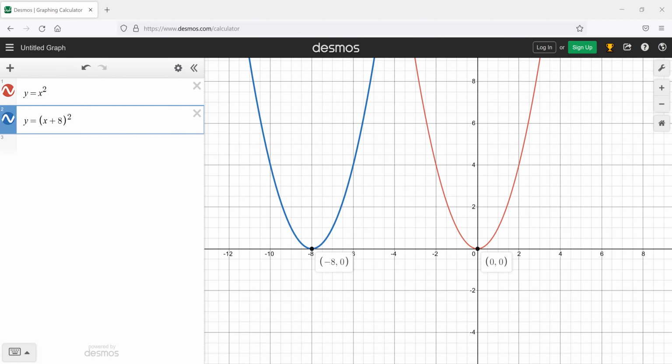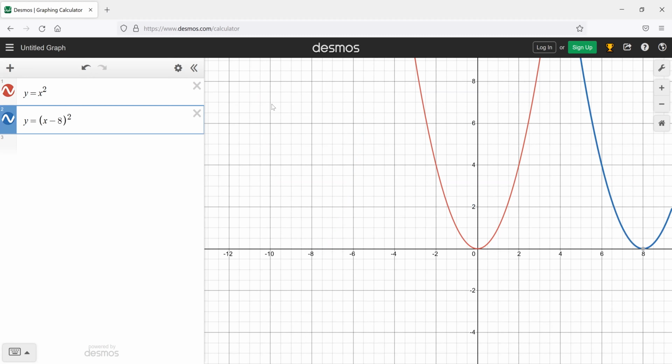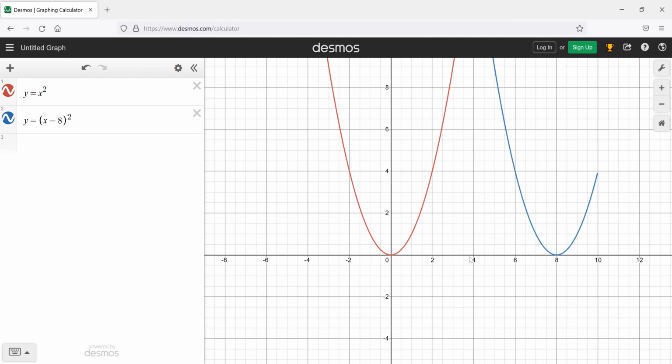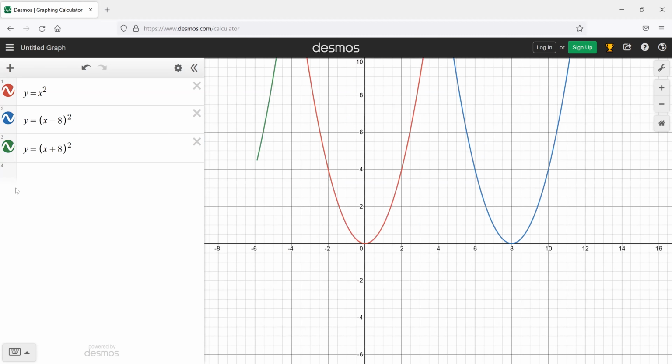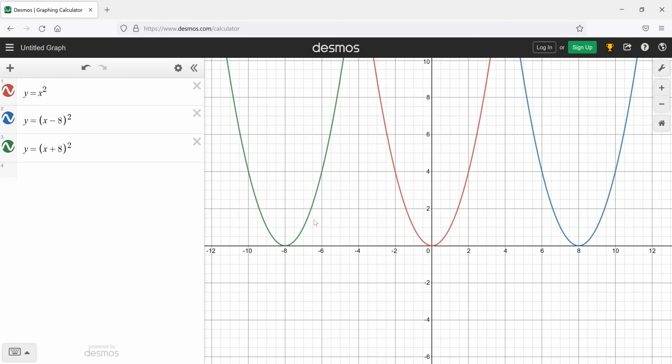Okay. So it's a little bit awkward, because it's a plus. Now, if we were to do minus 8, what do you think would happen? Do you see how it's right 8 units? Well, let me show you here. So the green is plus 8. Do you see how that's left? Yeah.